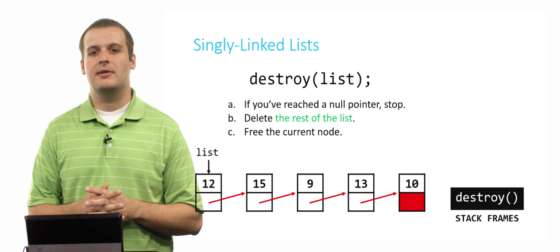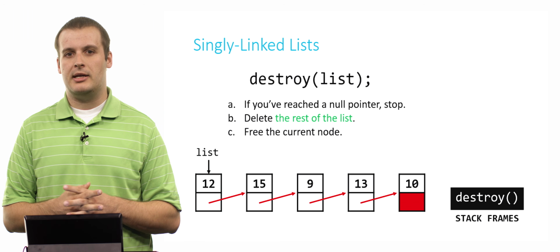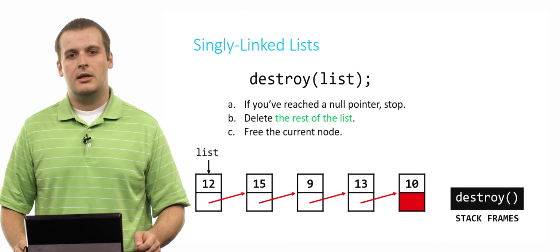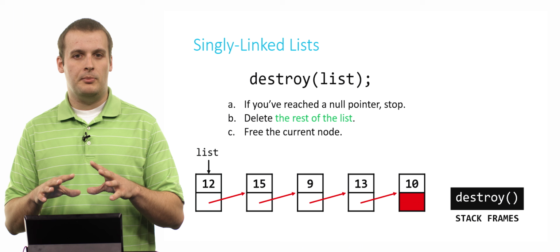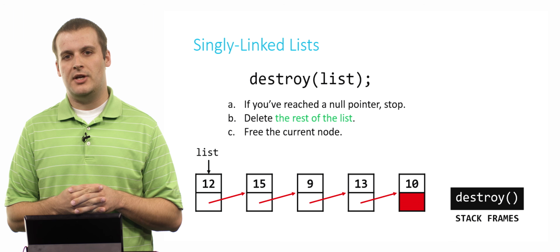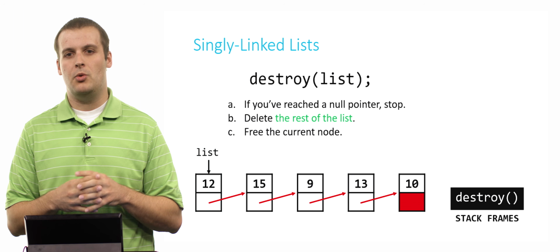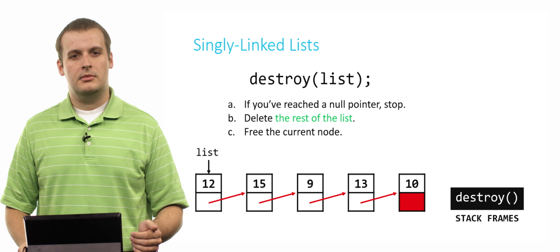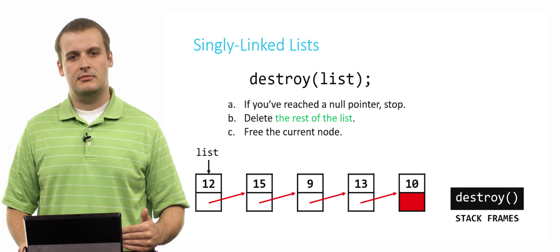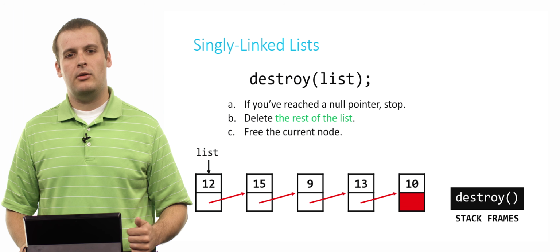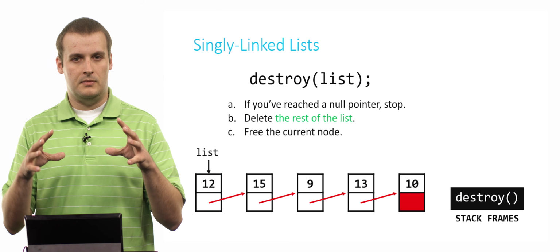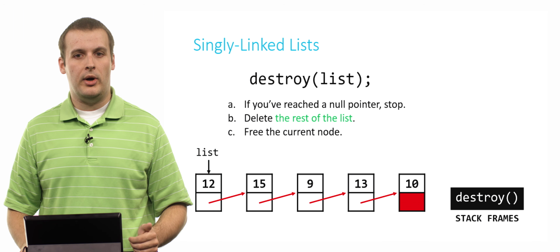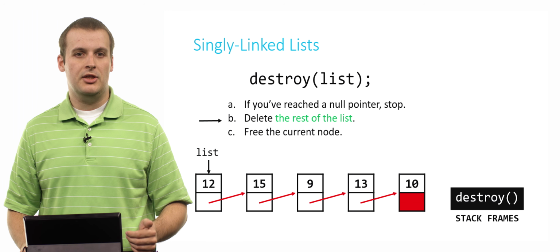So let's take a look at this and how this might work. So here's our list. It's the same list we were just talking about. And there's the steps. There's a lot of text here, but hopefully the visualization will help. I also pulled up our stack frames illustration from our video on call stacks. And hopefully all of this together will show you what's going on. So here's our pseudocode. If we reach a null pointer, stop. Otherwise, delete the rest of the list, then free the current node. So right now, list, the pointer that we're passing in to destroy, points to 12. 12 is not a null pointer, so we're going to delete the rest of the list.